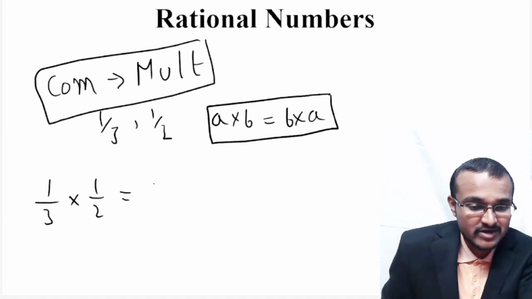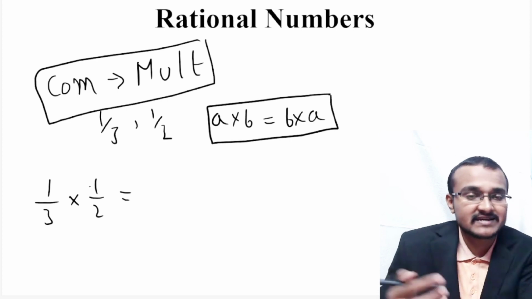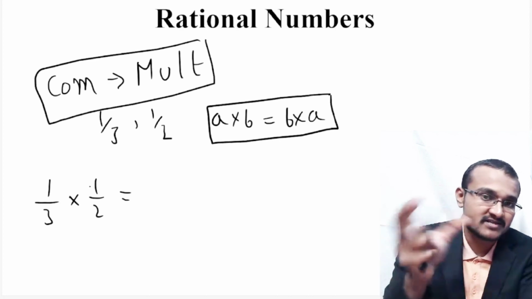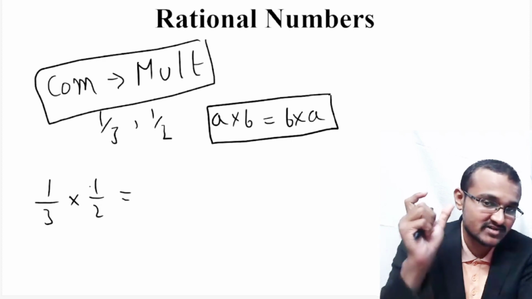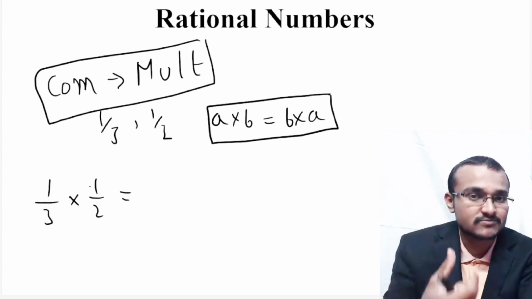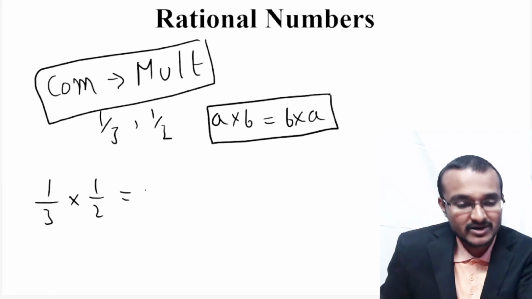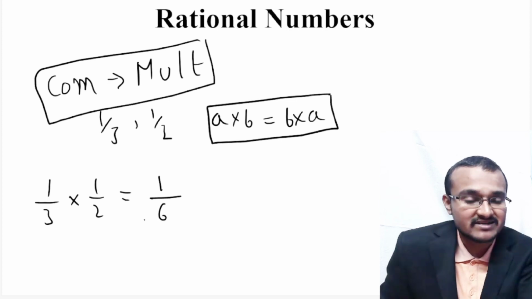So 1 by 3 into 1 by 2 will be, you can directly multiply numerator and denominator. In case of multiplication and division, you can directly do that operation between numerators and denominators. Only in addition and subtraction you should take the LCM of the denominators and then proceed further. So here 1 by 3 into 1 by 2 will be 1 into 1, 3 into 2. So it will be 1 by 6.